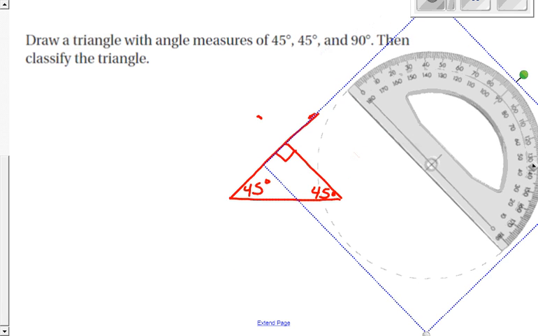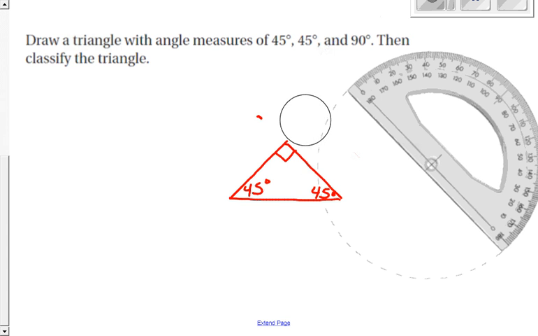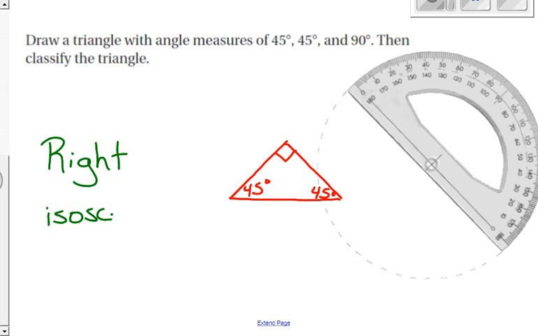Move my protractor out of the way. Erase the part of the triangle I don't need. Now I need to classify it. We have 45, 45, and 90. So again, since it's 90 degrees, it's going to be a right triangle. And we have two angles that are the same. So that means two sides are the same. So it's going to be isosceles.